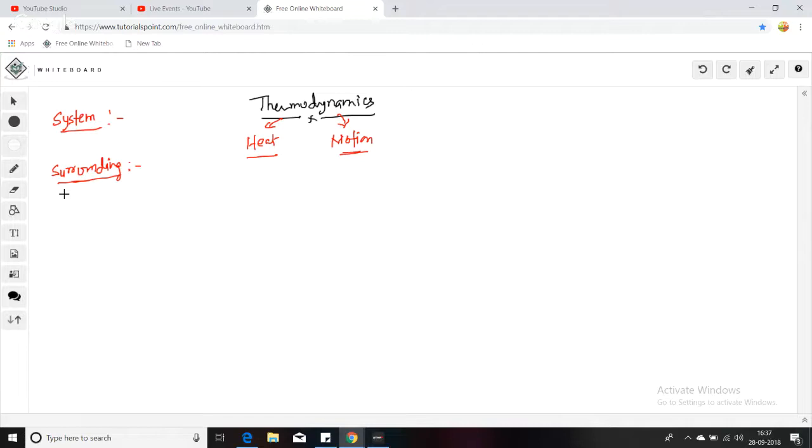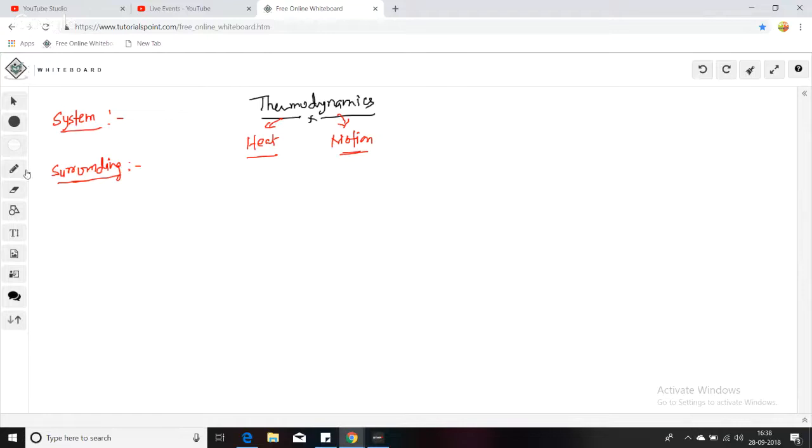In this class I am not going to dictate all those things because we don't have that much time. I'll just write down every possible thing here and say it. Whatever you feel is important, you just write it down in your notes, or if you feel you have to keep a point in mind, or you have forgotten those points, you can write them. So, system and surroundings.